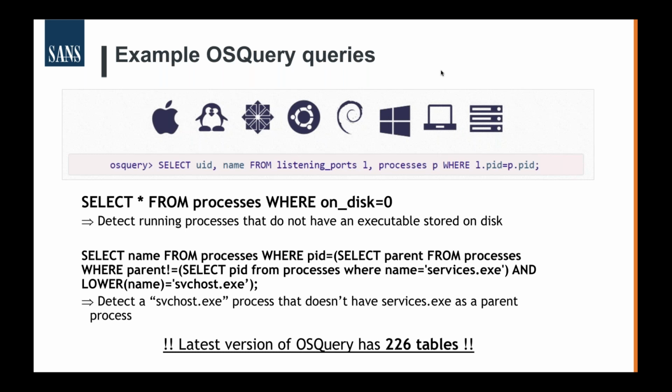Here is a very nice example, which is often used when describing how OSQuery can be useful for security monitoring or threat hunting: select star from processes where on_disk equals 0. This will detect running processes that do not have an executable stored on disk.